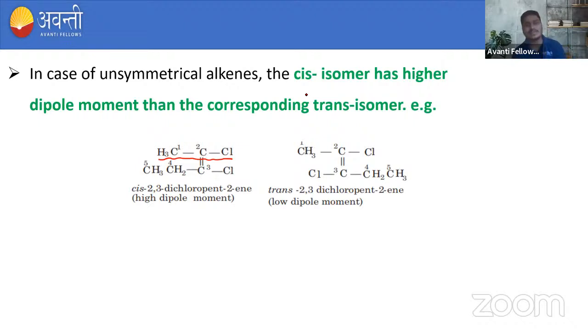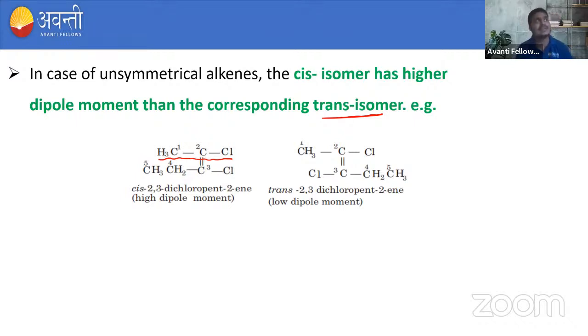In case of unsymmetrical alkene, the cis isomer has a higher dipole moment than the corresponding trans isomer, right? So here we have cis 2,3-dichloropent-2-ene with a higher dipole moment as compared to the trans 2,3-dichloropent-2-ene. So this is how we can define some general properties of cis and trans isomers. I hope this is clear to everyone.